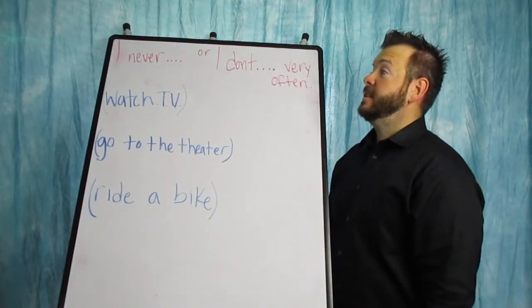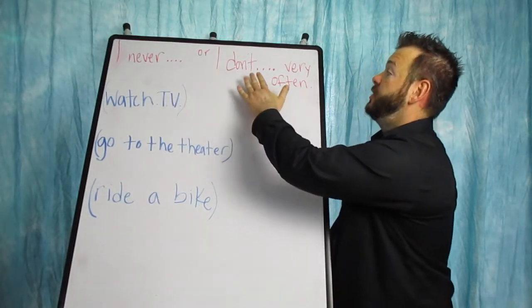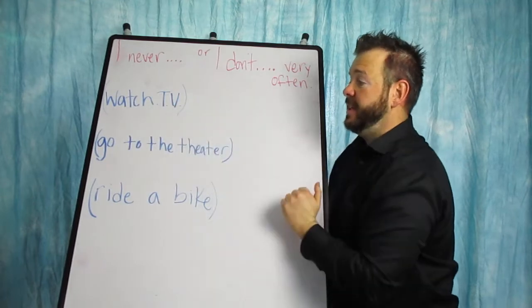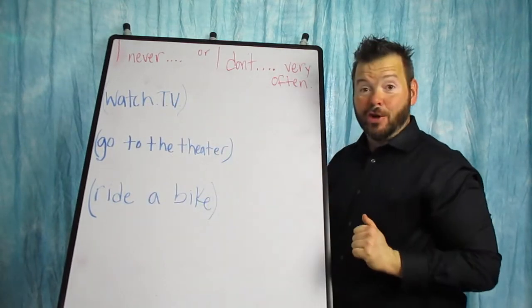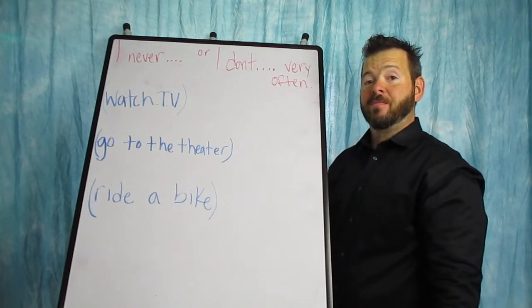Okay, let's make sentences using I never or I don't very often. Watch TV, go to the theater, ride a bike. Pause it and write everything down.